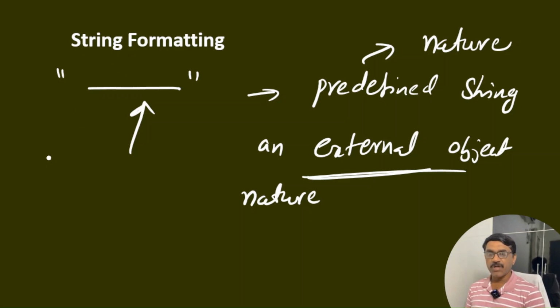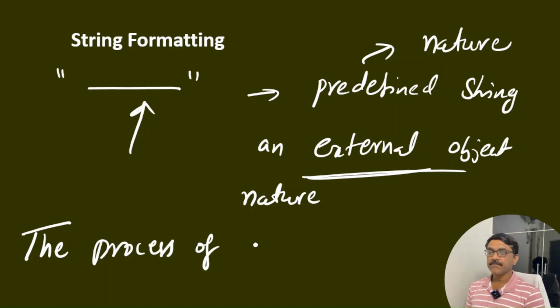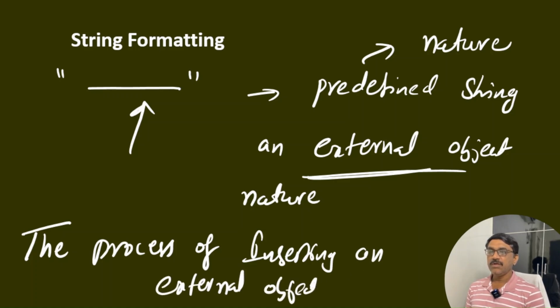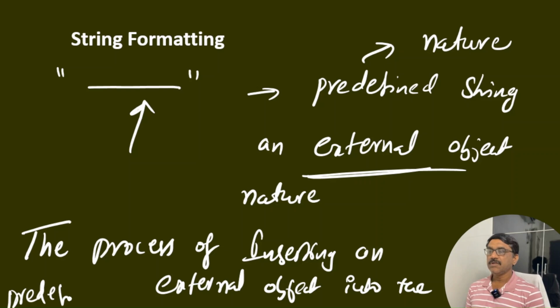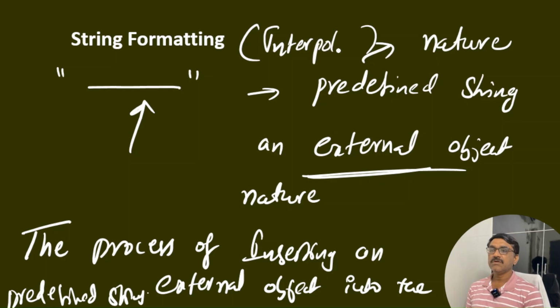That is known as string formatting, or we can say, in one word, the process of inserting an object, or we call it an external object, into the predefined string. That is what I mean by string formatting. Another name for string formatting is string interpolation. You can use either word, string interpolation or string formatting. This is how we can define string formatting.